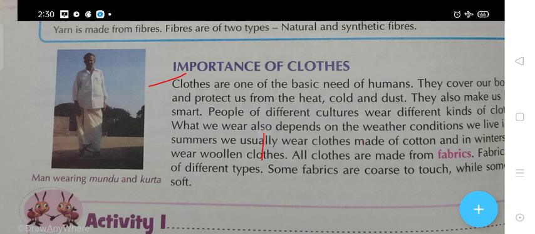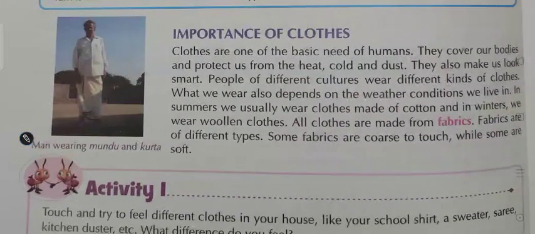So students, we have understood why clothes are important for us: clothes protect us from heat, cold, and dust, and they make us look smart. And in different weather conditions we prefer different types of clothes. In summer we wear cotton clothes, because cotton fiber and cotton cloth can absorb sweat, and it makes us feel cool because of its absorption capacity. And in winter especially we wear woolen clothes, which make us feel what? Warm, because they prevent the heat of our body from going into the surrounding area.